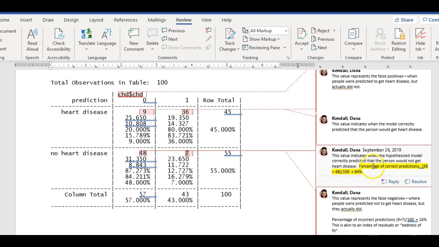So total correct predictions. So we have 36, we were right here, and then we have the 48, we were right here. Add those together, and out of 100, we're right 84% of the time. And that's a big improvement over the 57% we were correct in the null model, right? And so this is something you have to know. Talk about things in terms of percentage of correct predictions under the null versus the proposed, and that's really helpful for people. They get that. It's more intuitive than those ORs, I think.